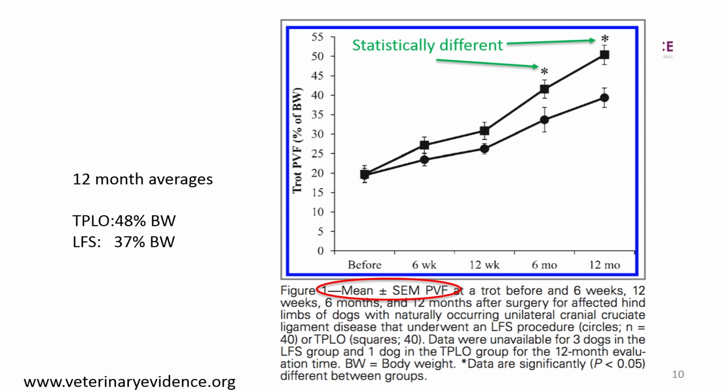So in this paper, at 12 months, the peak vertical force in the TPLO group on this hind leg was 48% of their body weight, and in the lateral fabellar suture group it was 37%. So that's kind of where we're starting with this. Now, here's where it starts to diverge.